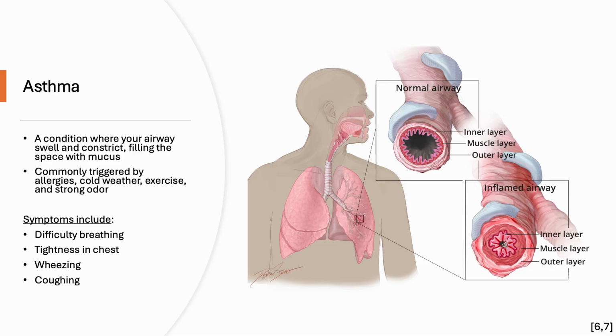Over here in the picture, you'll see that the normal airway is pretty clear, so that provides sufficient airflow, whereas those with asthma will have inflamed airways, causing the airway to be constricted. That is the reason why people with asthma have difficulty breathing.